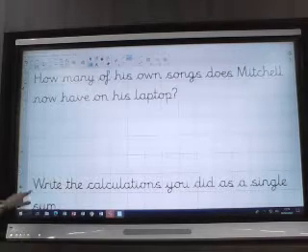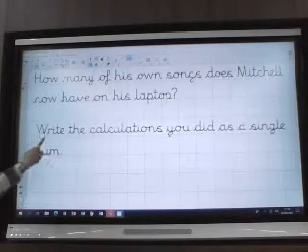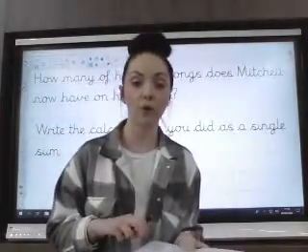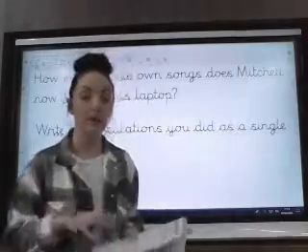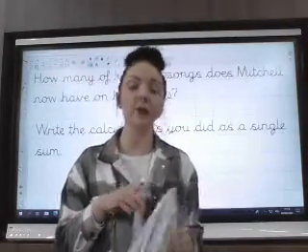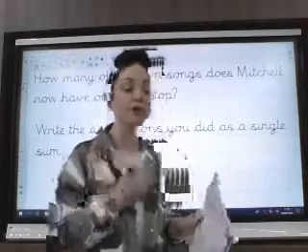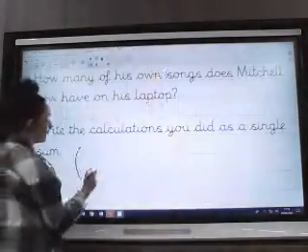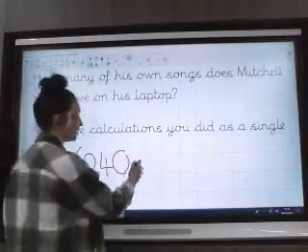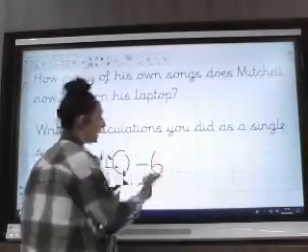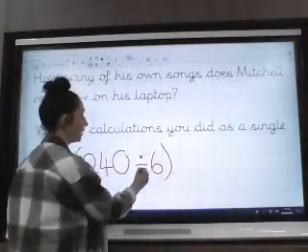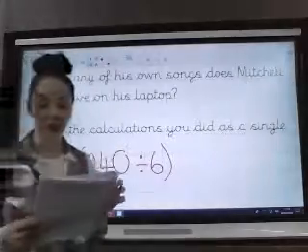Then it says, write the calculations you did as a single sum. So a little bit like we just did for question 4. Okay, so I did give you quite a lot of support on question 4. So I want you to have a go at this one yourself. So have a think of what you have done. So I'll give you the first clue. Your first thing you did straight away was you found 1/6 of 240, didn't you? So straight away, in brackets, you need 240 divided by 6. That's your first step. Okay, then have a think, what else did you do?